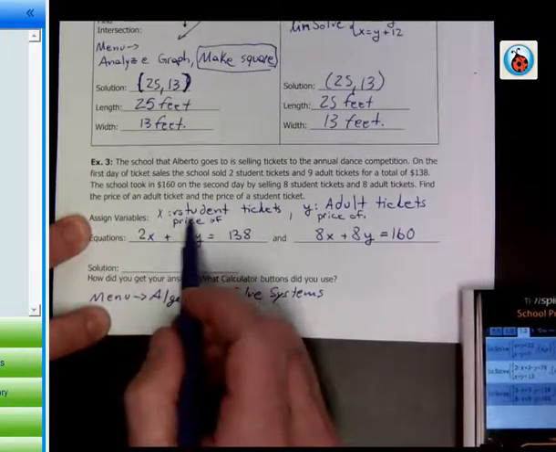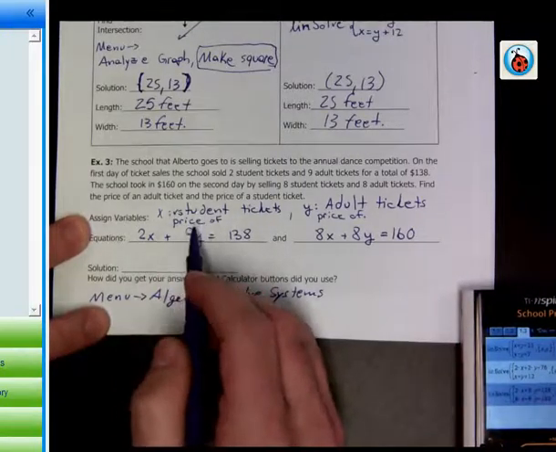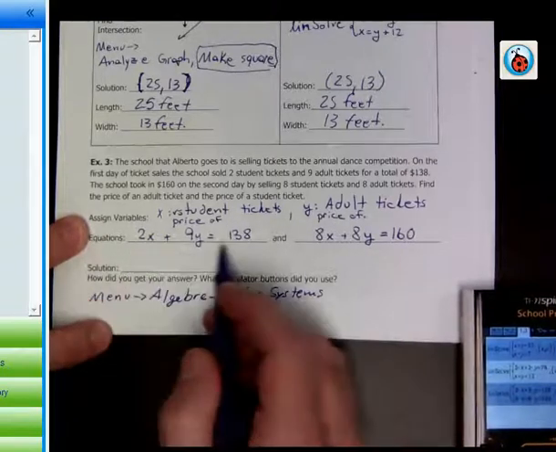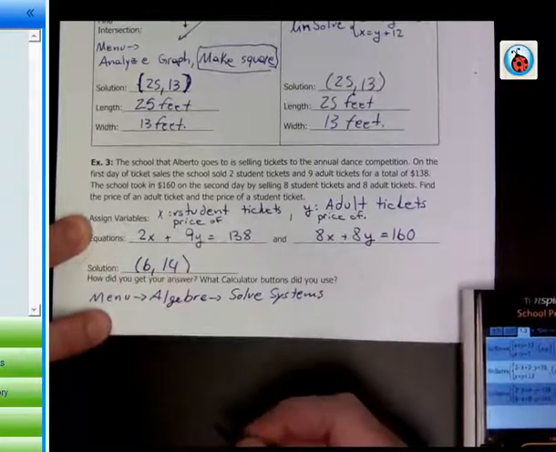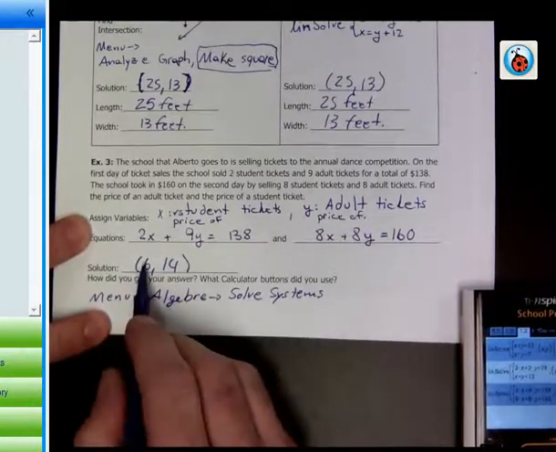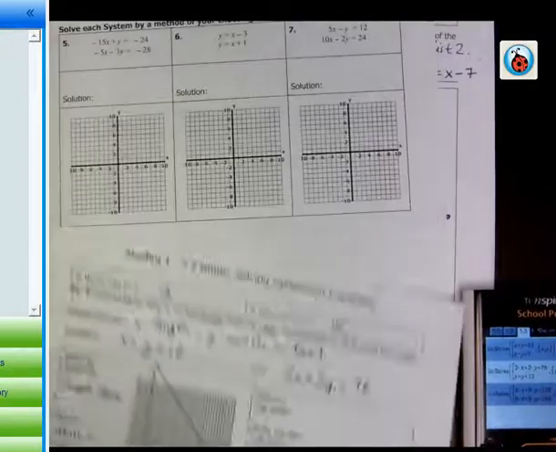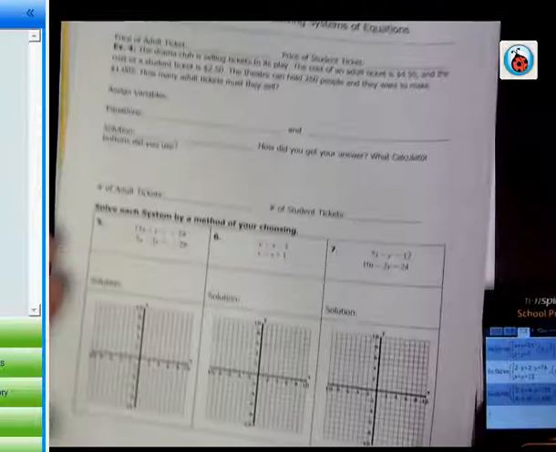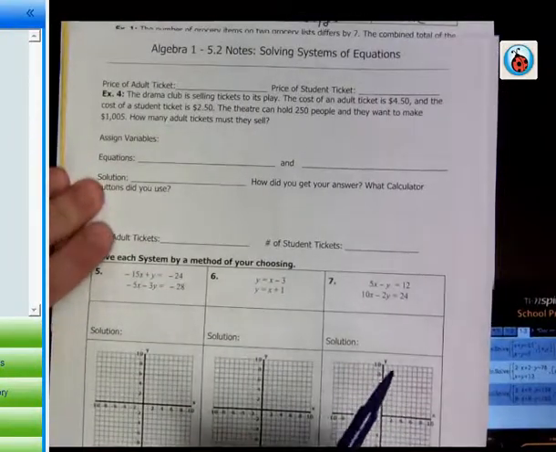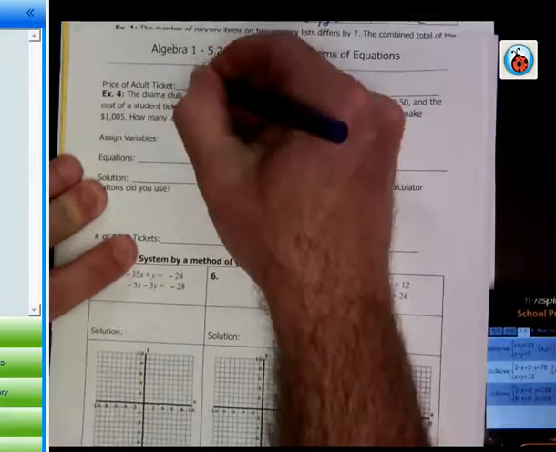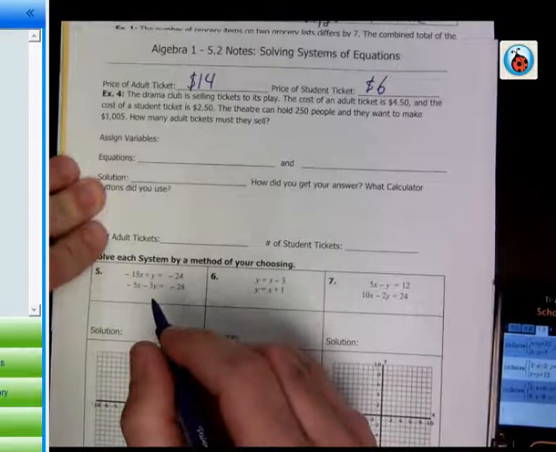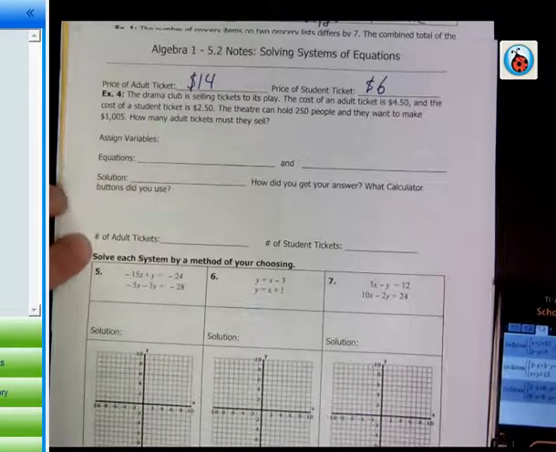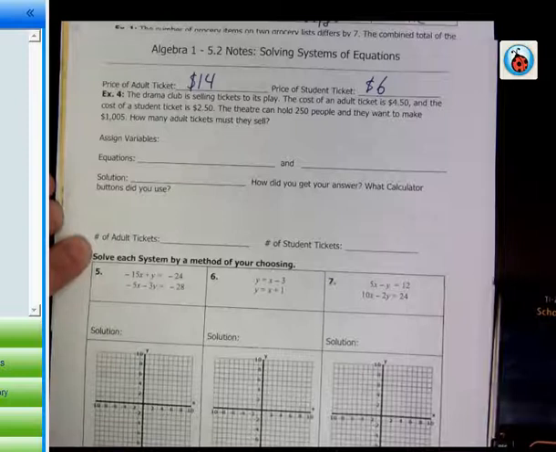You always want to start the problem by defining the variable. So I got X is the price of student tickets and Y is the price of adult tickets. I plugged both of these in, and the calculator spat out 6 and 14. Alright, so it's $6 for student tickets and $14 for adult tickets. So that's what they're asking up here on the next page. Price of adult tickets is $14 and student tickets is $6. This question is going to be on your exam, so make sure you pay attention to that.